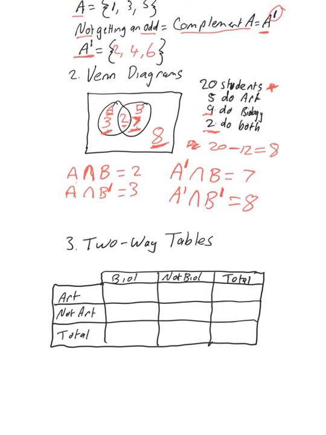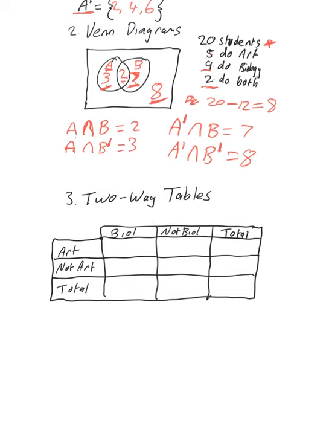Now this information can also be represented in a two-way table. Here we have art and not art, and biology and not biology. Just like we've got up here four sections, we've got 4 boxes here. So how many are doing art? The ones here are doing art and biology. So who's doing art and biology? Which number? That is 2.